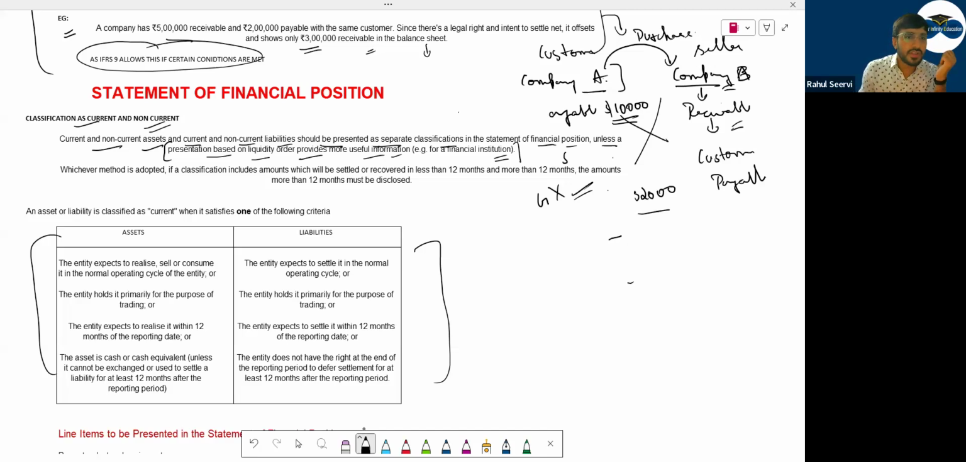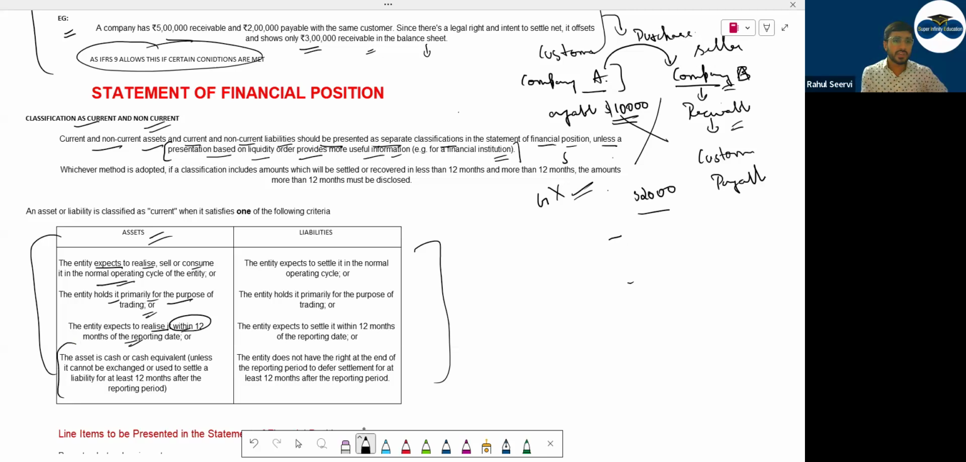I have written here what a current asset means. The entity expects to realize, sell or consume it within the normal operating cycle. What is the normal operating cycle of a business? 12 months. The entity holds it primarily for the purpose of trading, like your inventory. Then it is realized within 12 months. You will get the benefit or you will sell this within 12 months.